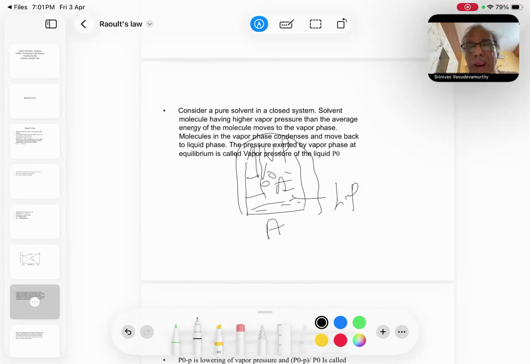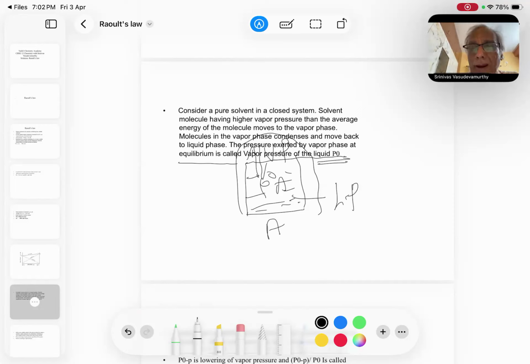At a particular stage, rate of evaporation becomes equal to rate of condensation. Then we say an equilibrium is achieved here. The vapor pressure exerted at equilibrium is called the vapor pressure of the liquid or vapor pressure of the solvent. It's given as P naught here. So vapor pressure exerted at equilibrium is the vapor pressure of the liquid. It is equal to P naught here, right?